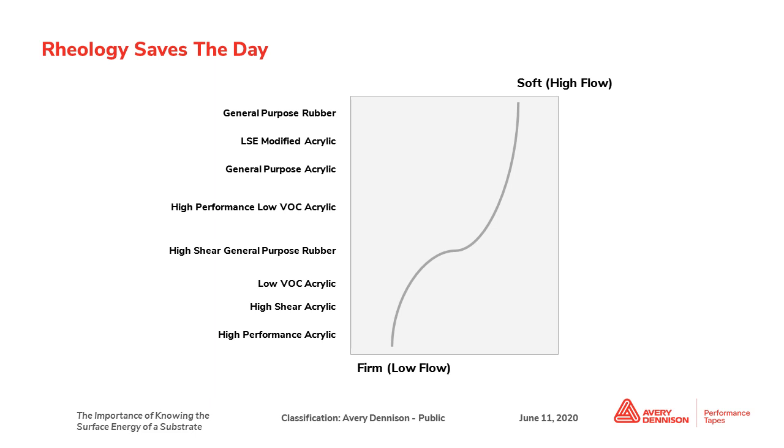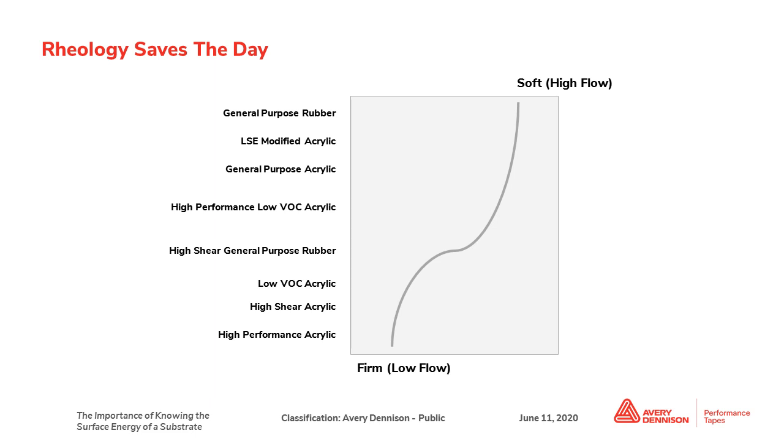I mentioned that rheology can save the day when it comes to surface energy. Generally speaking, the softer the adhesive, or the higher the flow of the adhesive, the better it is for bonding to low surface energy, because it can really flow out and make intimate contact to maximize the surface energetic attraction between the two to get a good bond. The way this chart works is the softer adhesives are listed at the top, and the firmer adhesives at the bottom. For the most part, a lot of the adhesives we have in the core series are the softer variety that are able to bond to low surface energy materials, as you've seen with that chart.